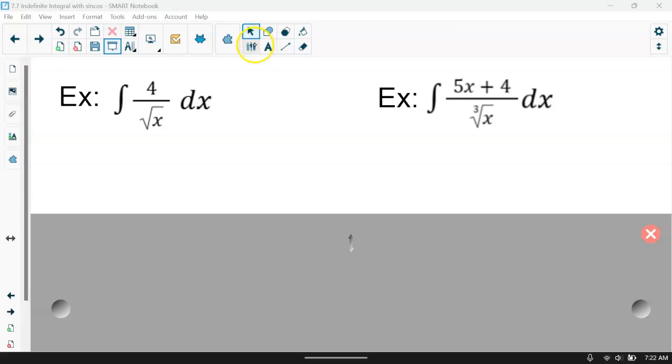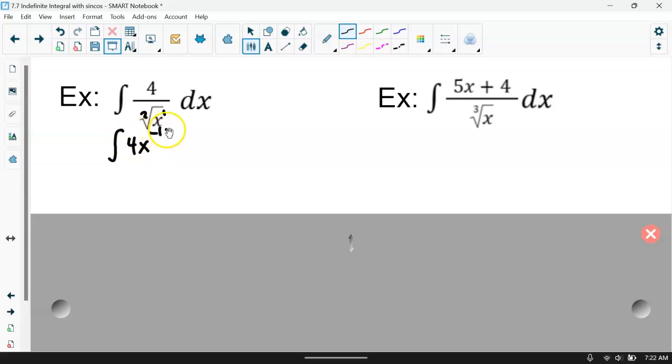So remember, with the square root of x here, this is our square root, and x has an exponent of 1. So this is the same as x to the 1/2, right? But remember, this is now in the denominator, so it has a negative exponent. This becomes, rewriting, 4x to the negative 1/2 dx.